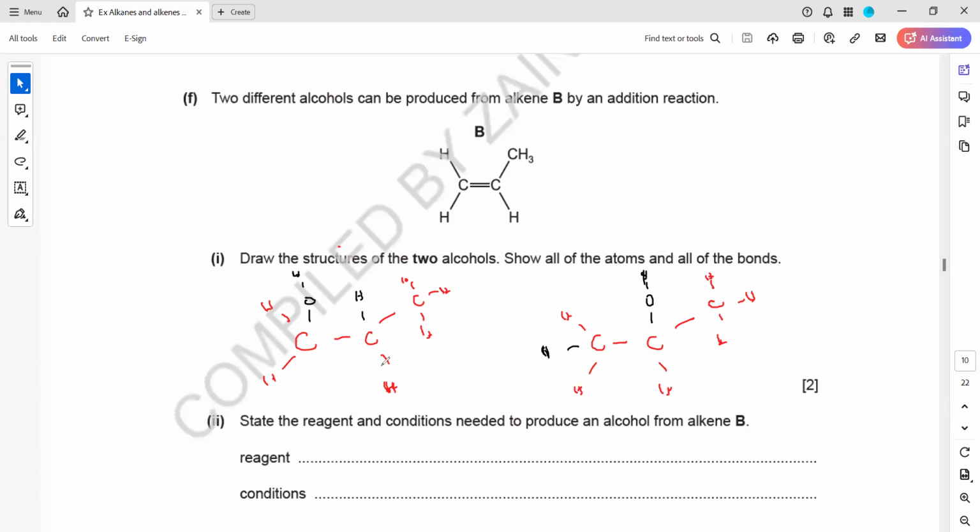State the reagent and the condition needed to produce an alcohol from alkene B. So what are the reagents? We need the steam. And the conditions, we need a catalyst, phosphoric acid, and high temperature.